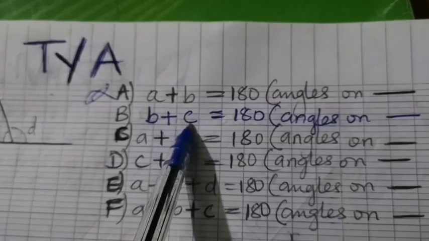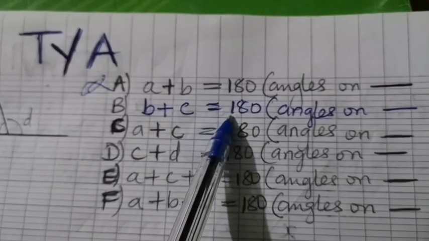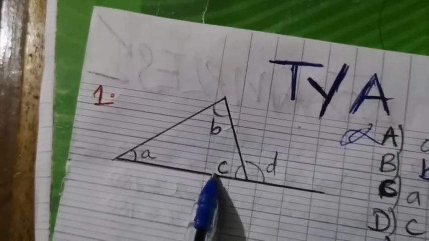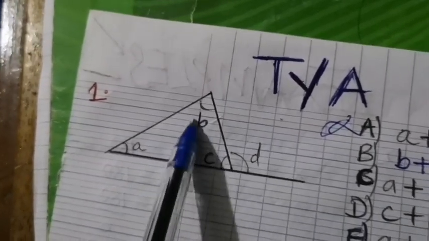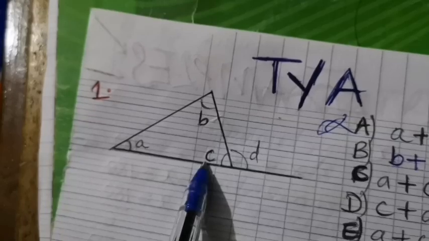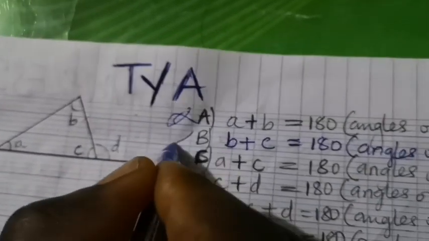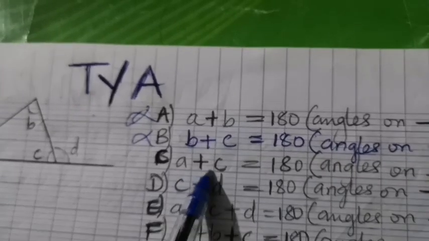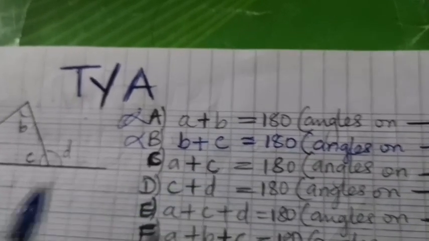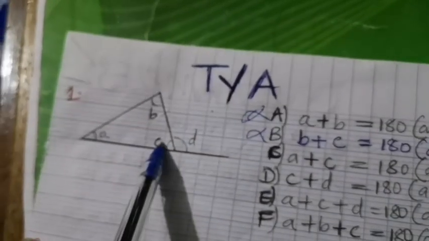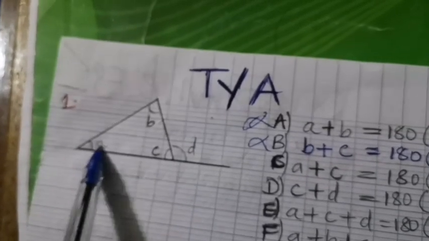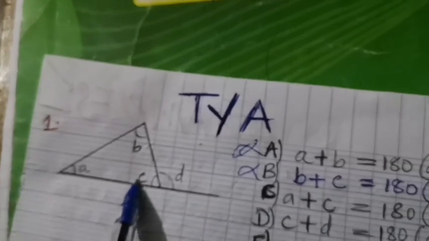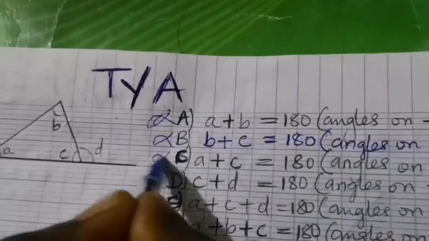B plus C is equal to 180 degrees, angles on a straight line. Let's look at B plus C. B plus C is the same as A and B, so they are not angles on a straight line, so that one is wrong as well. Okay, let's look at the next one. A plus C is just like A plus B, the first one we saw. So A plus C is not correct.